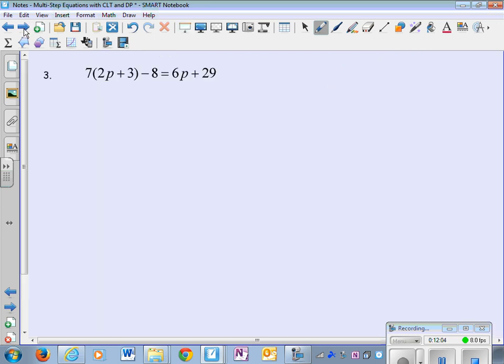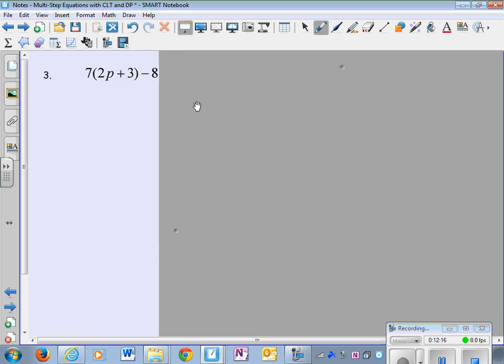Now let's look at this last example. And we've got sort of a few different things happening. We've got variables on both sides. We've got to combine like terms, and we've got distributive properties. So it's sort of everything at once. So I'm going to cover up the right-hand side and let's go ahead and simplify the left.